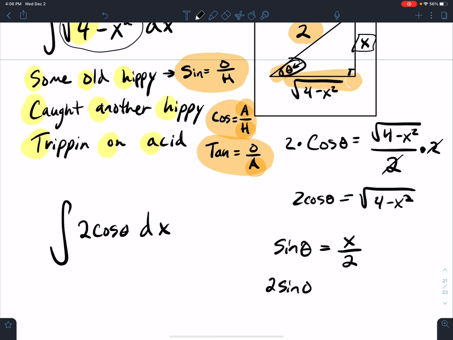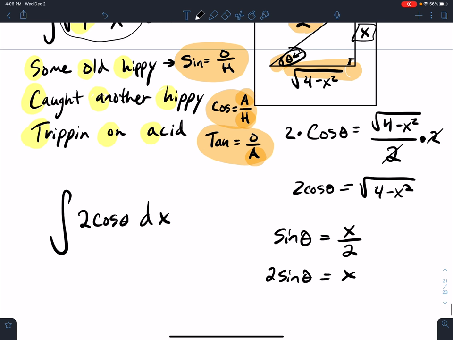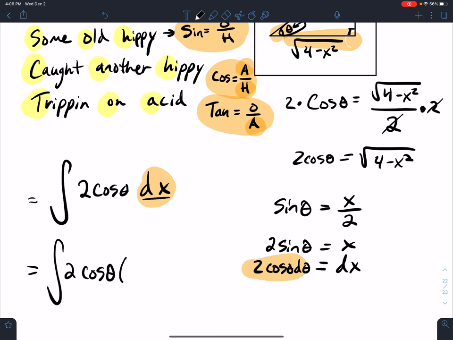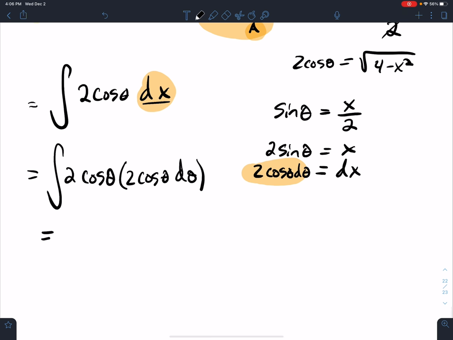2 sine theta equals x. Now, how do I get dx? I take the differential. dx equals, take the derivative of 2 sine theta. That's 2 cosine theta d theta. So now this gets replaced with this right here. Okay, so this becomes the integral of 2 cosine theta times 2 cosine theta d theta. So this becomes 4, 2 times 2 is 4, cosine squared theta d theta.